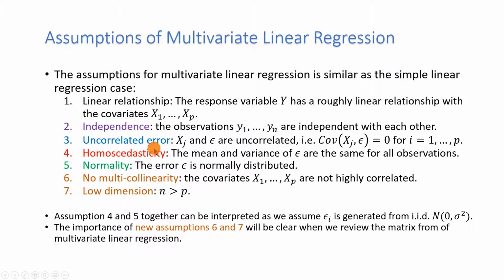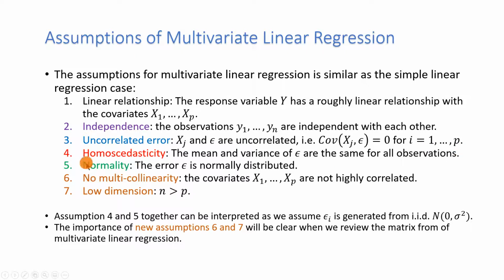And for the third one, we assume the uncorrelatedness between your predictors x1 to xp and your approximation error epsilon, right? Which means we assume the covariance between xj and the approximation error epsilon equals 0 for, sorry, here should be j runs from 1 to p.